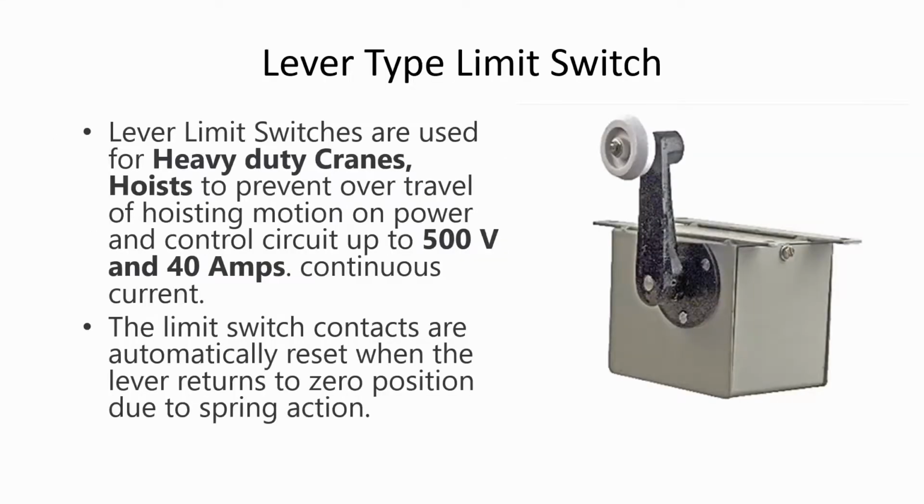Here you can see a lever type limit switch. This limit switch is used for heavy duty crane hoists. They are used to prevent over travel of the hoisting motion. They can handle power and control circuits up to 500 volt and 40 amps continuous current. The limit switch contacts are automatically reset when the lever returns to the zero position due to spring action.